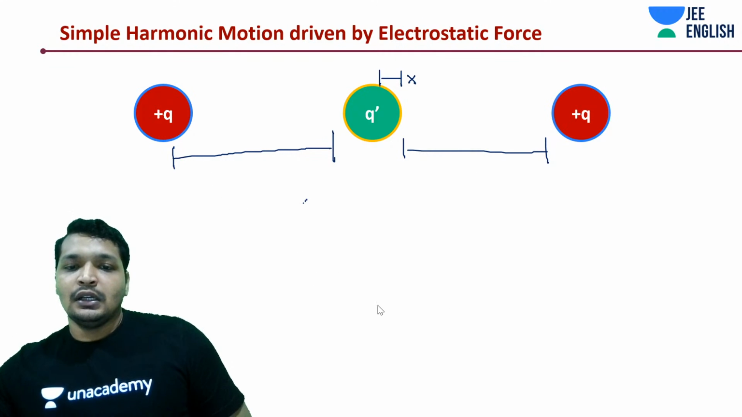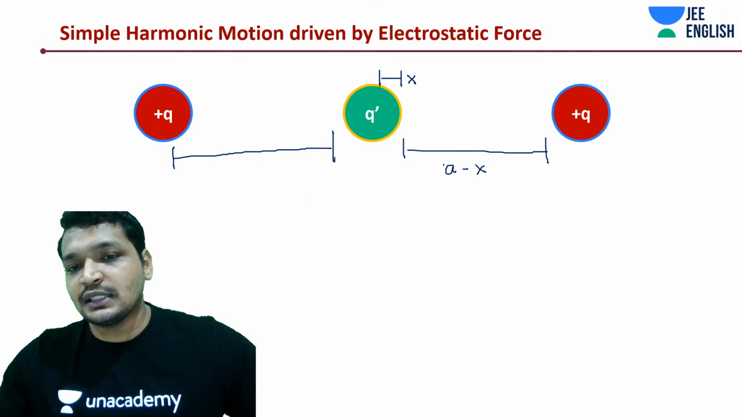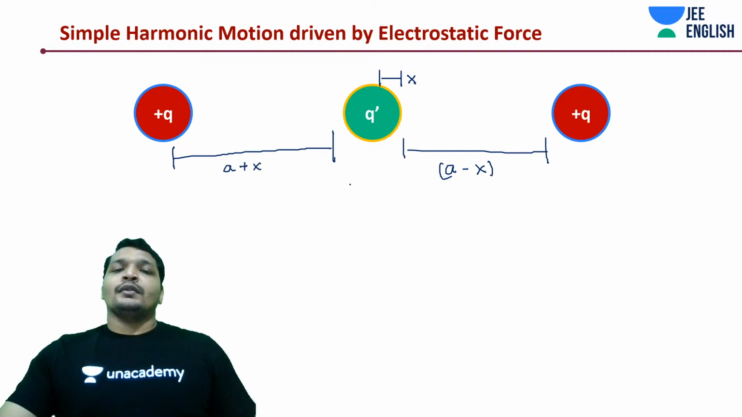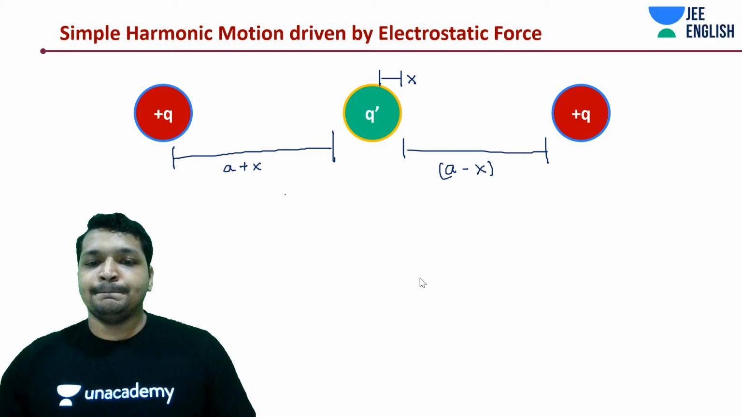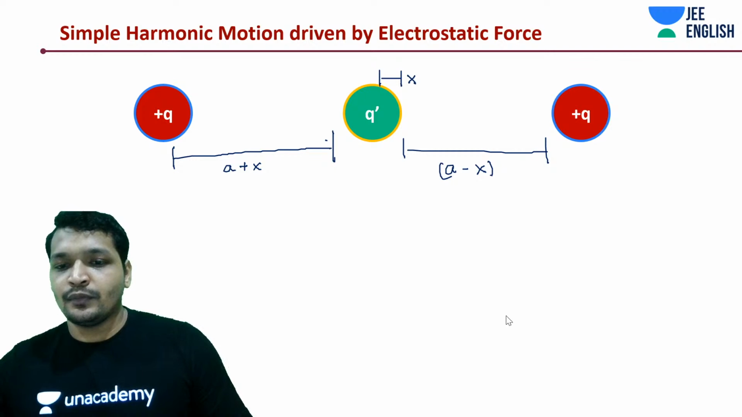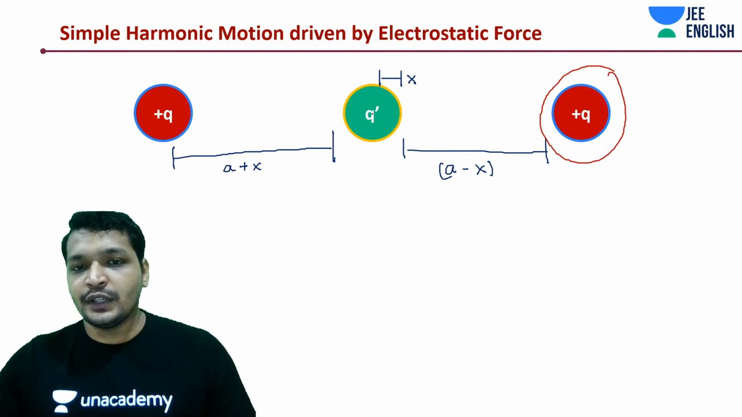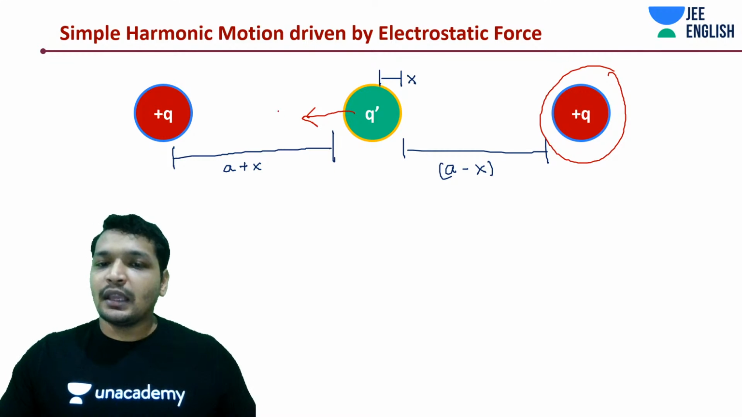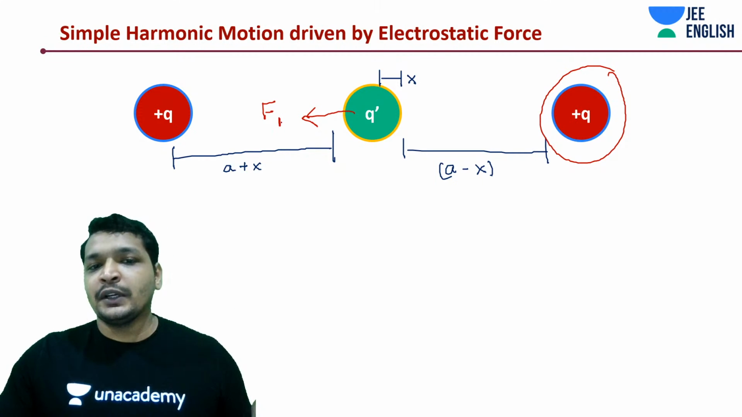Now, if it is just displaced by some X, this distance would become A minus X, and the distance between the other two charges would become A plus X. So what is the net force on it? One is going to be due to this charge over here, which is going to be some Kq' divided by (A minus X) squared. Let's call this F1.